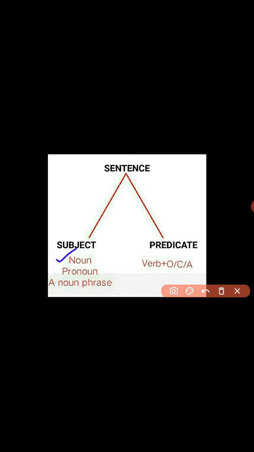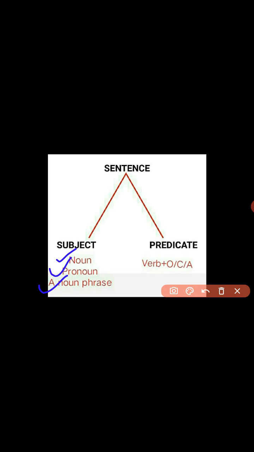So subject can be a noun. What noun? A name of a person, place, animal, thing, or any idea, that is an abstract noun. And it can be a pronoun. What pronoun? I, we, you, he, she, etc. It can be a noun phrase. What is a noun phrase? If more than one word is working as a noun or as a subject, that is called a noun phrase. A noun phrase can also be used as an object.